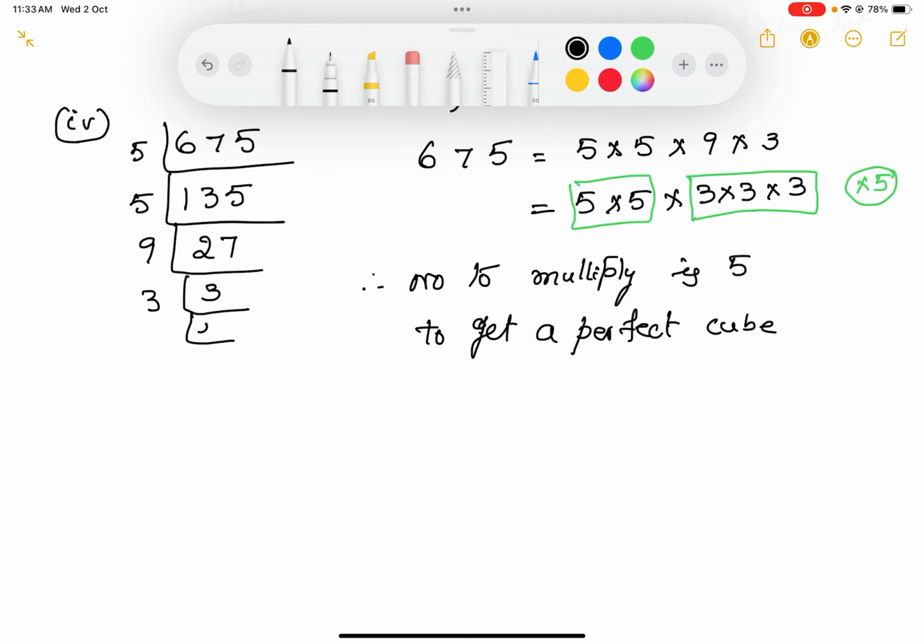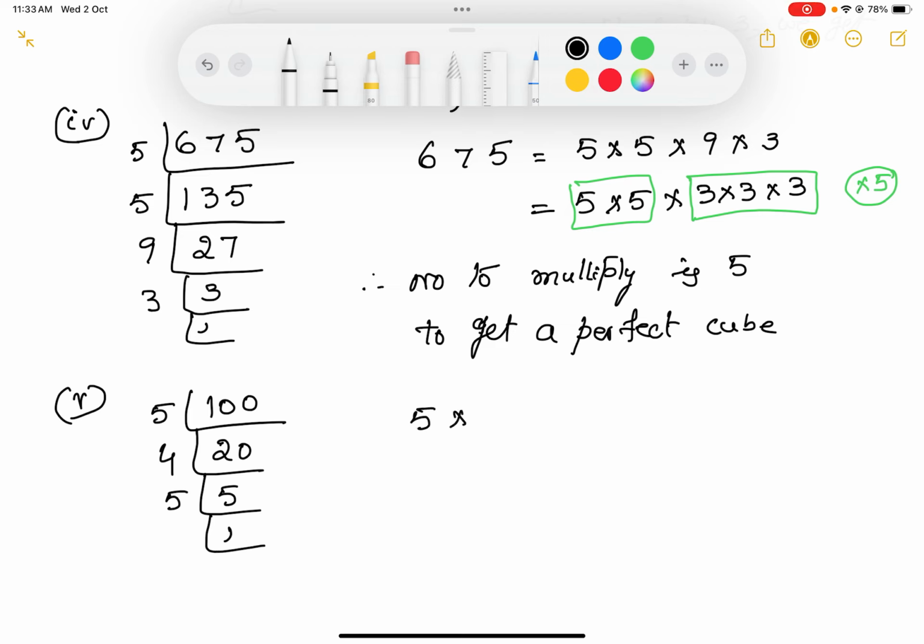And then coming to the next problem, the fifth one, it is 100. 100 cannot be a perfect cube. So now 5 and 5 2s are 10, 20s, and then 4, again 4 5s, again 5 1s. So now what we got here? 5 into 4 into 5, that can be written as 5 multiplied by 2 multiplied by 2 multiplied by 5. So there are only 2 2s and 2 5s, correct? So what you can do with 1 5 and another 2.